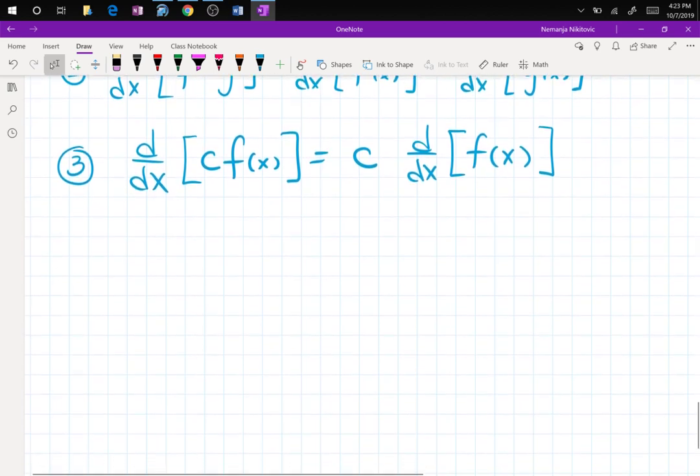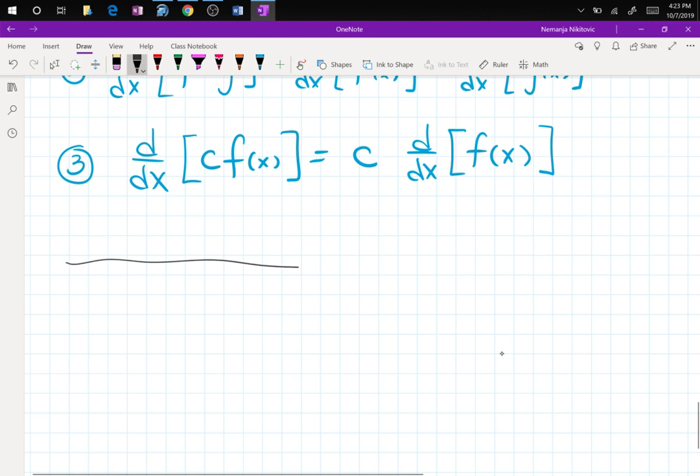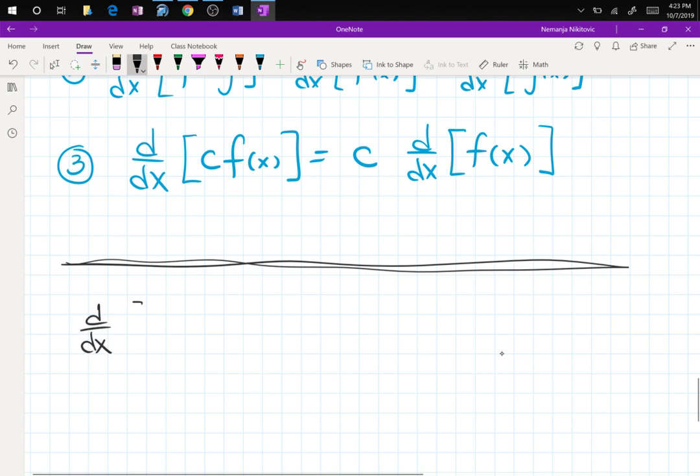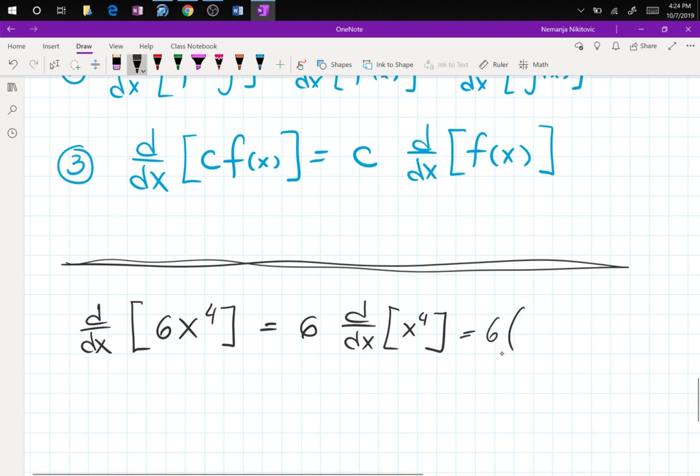So let's take a look first at the constant, because that's the one that is more frequent, right? Let's say you have 6x to the 4. So rule number 3 says you can kick 6 outside, take the derivative of x to the 4, and you know the formula for that, right? And then whatever you get, multiply by 6. So it's going to be 6 times 4x to the 3, which is 24x to the 3, and you are done.